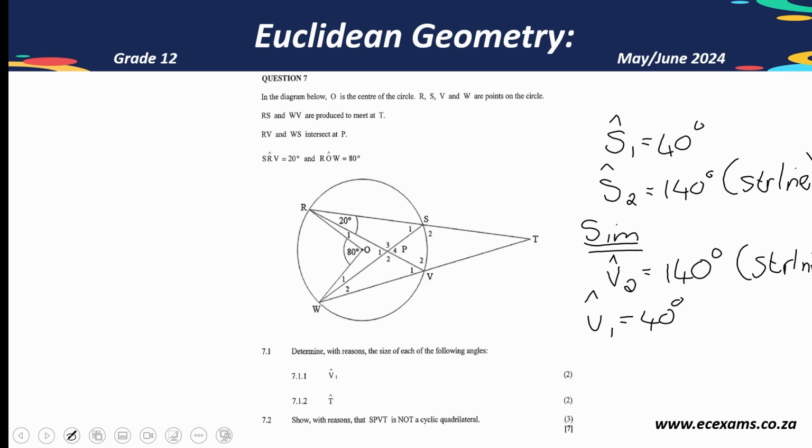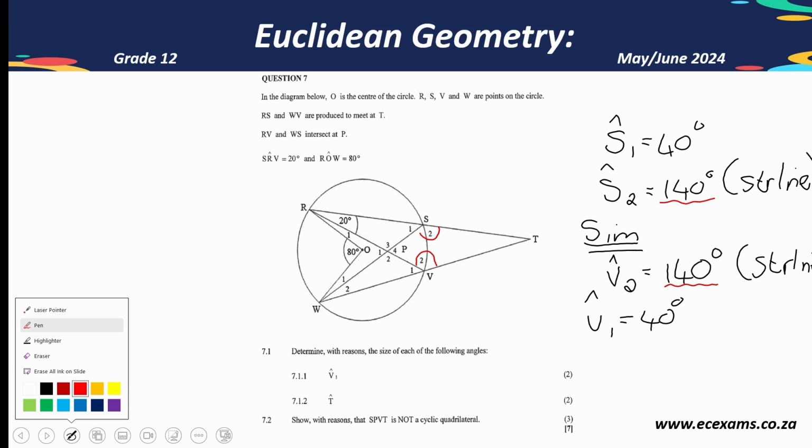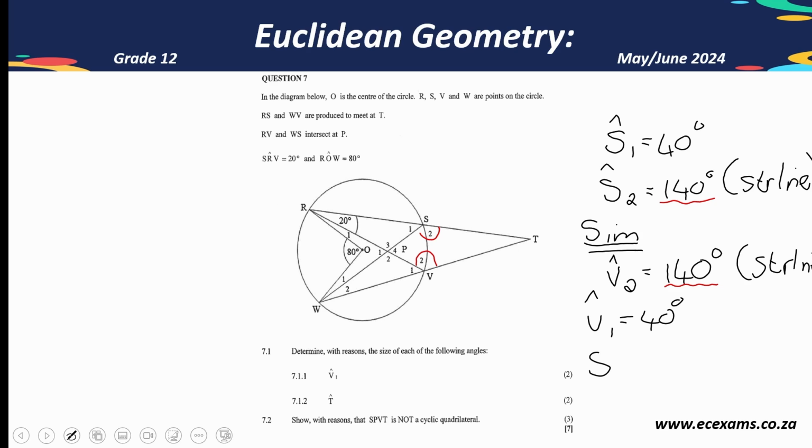Now we have our two opposite angles, S2 and V2. If I add S2 to my V2, I end up with 280 degrees. Therefore, S2 plus V2 does not equal 180 degrees.